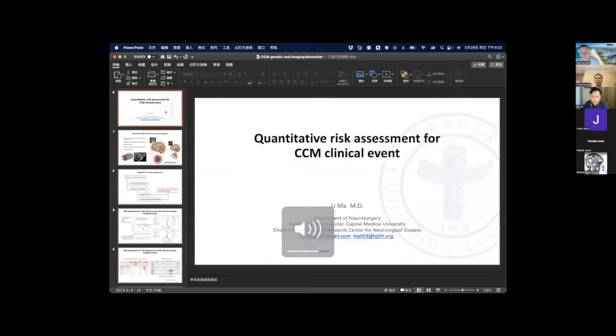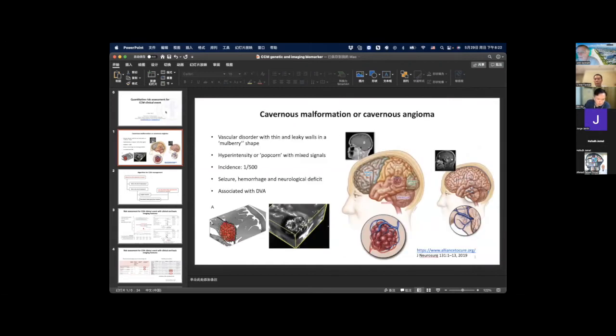Do you do this kind of gene examination routine for every CCM case? So actually, from Alliance to Cure, which is a non-profit organization, they advise that not all the patients, especially the multiple CCM cases, need to undergo a genetic screen.